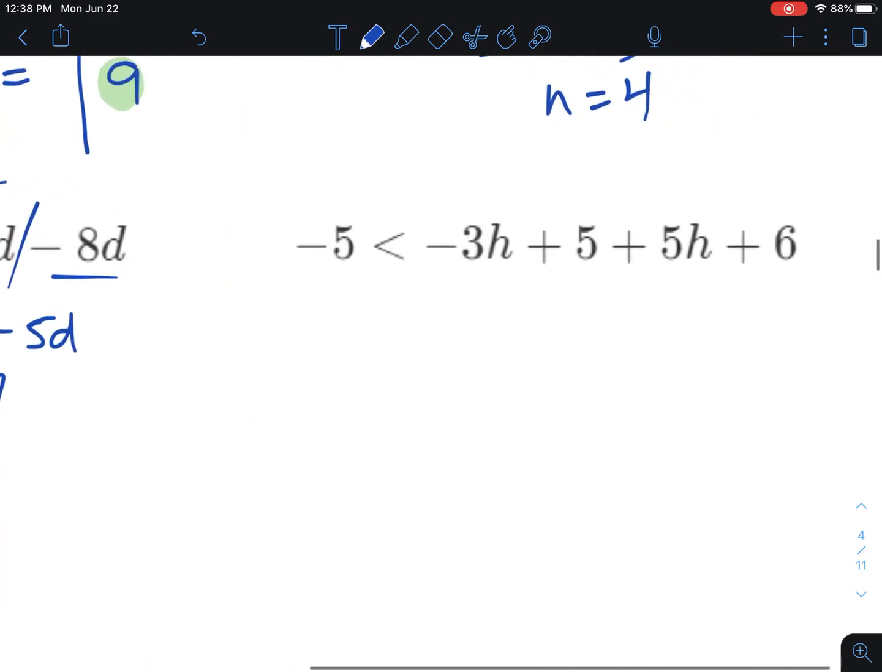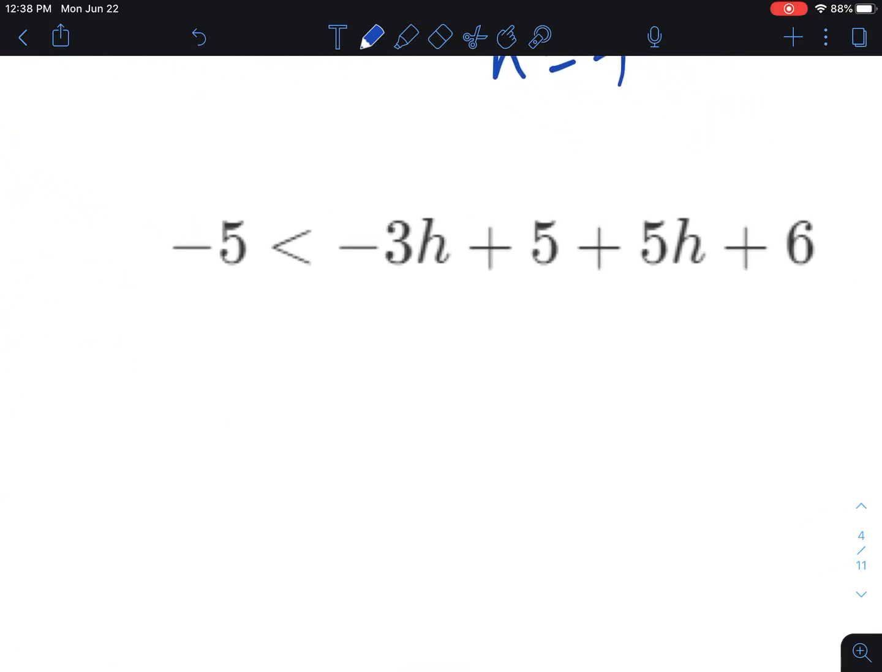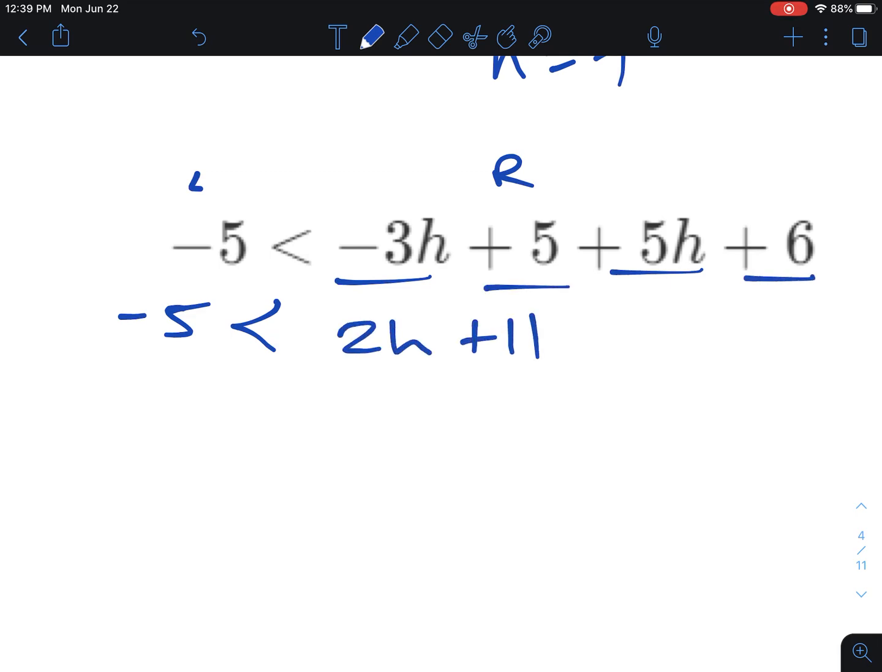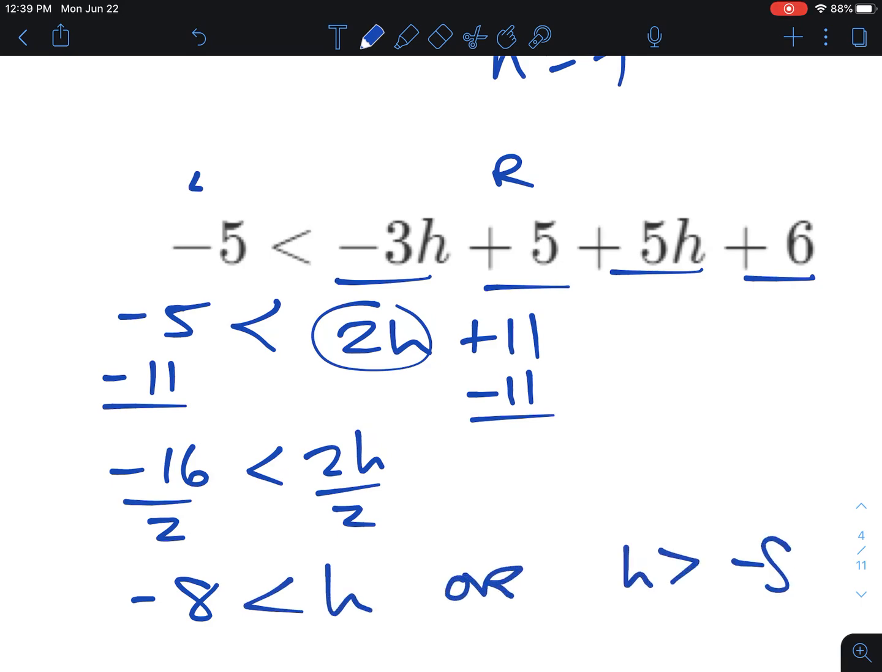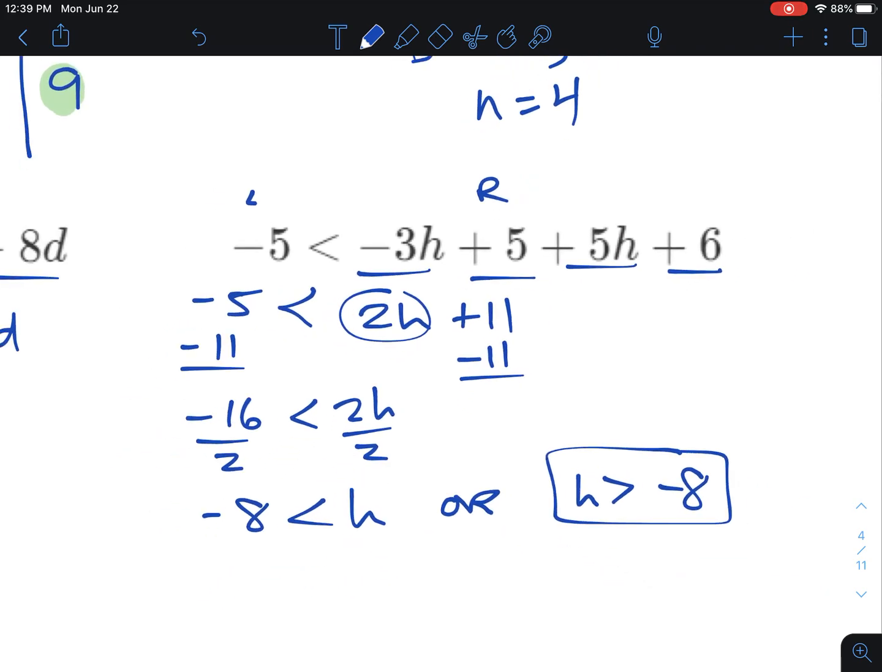Now, the same steps apply for inequalities. First, combine like terms on one of your two sides, either one of the two sides. The left side is just negative 5, so that stays the same. On the right side, these combine to make 2h. These combine to make 11. Now you have a two-step inequality. Don't touch the variable. Get rid of the 11, so negative 16 is less than 2h. Divide by 2. Negative 8 is less than h, or you can say it the other way around. H is greater than negative 8.